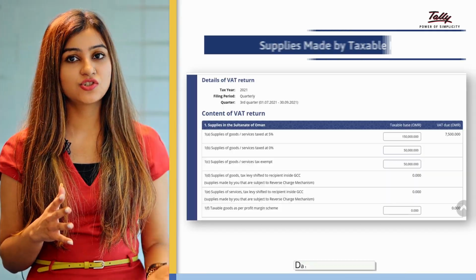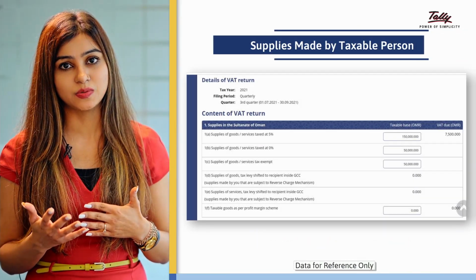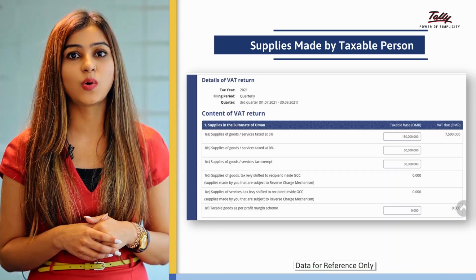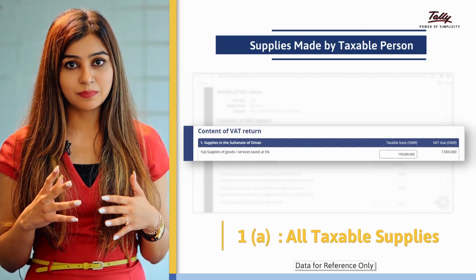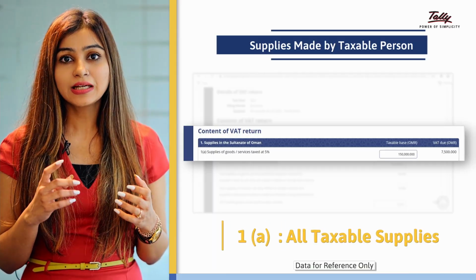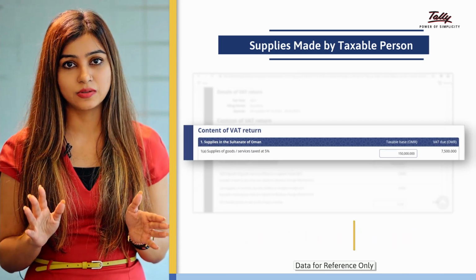The first part is majorly boxes 1A to 1F which talk about the supplies made by a taxable person. So let's get started from box 1A. What is this box? Over here you need to record all the taxable supplies made by a person including the deemed supplies. So you insert the taxable value and the VAT is auto-calculated.